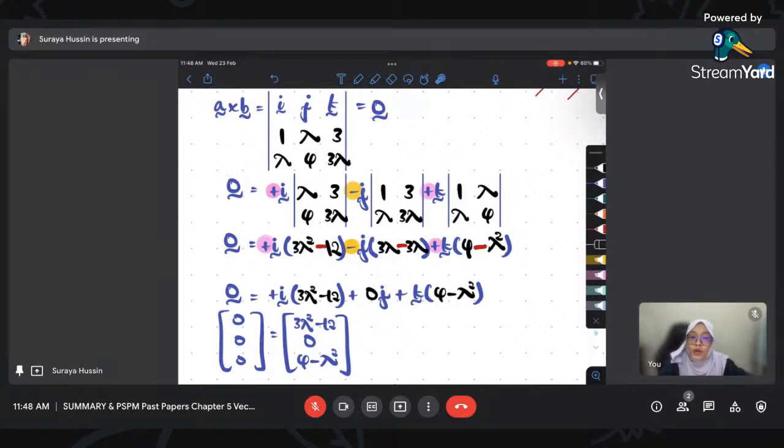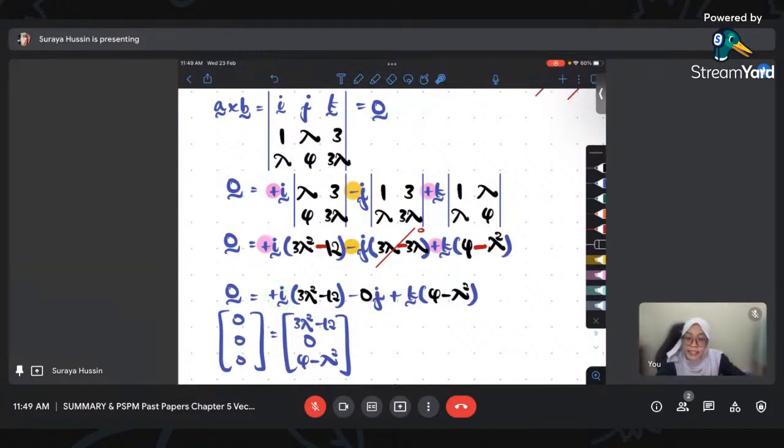Okay, jadi saya sambung. Yang ini adalah kosong. 3 lambda minus 3 lambda is 0. And so, you can start compare with your 0 vector. 0 vector is just 0, 0, 0. Okay? Jadinya, you boleh tuliskan IJK ni, you tak payah lagi tulis.